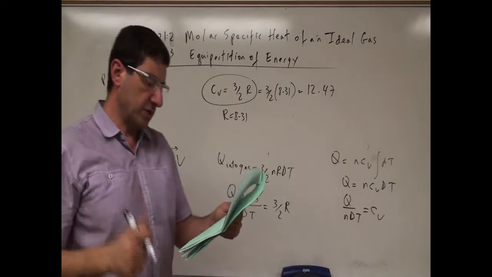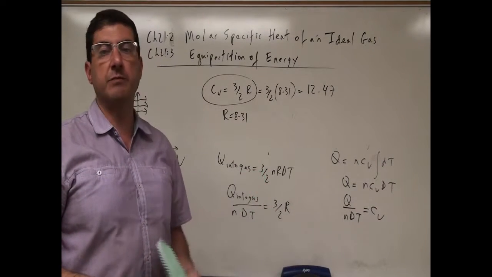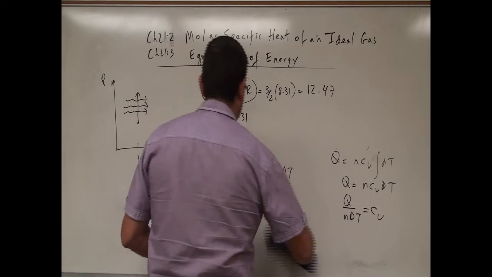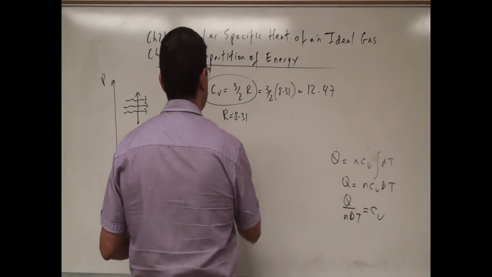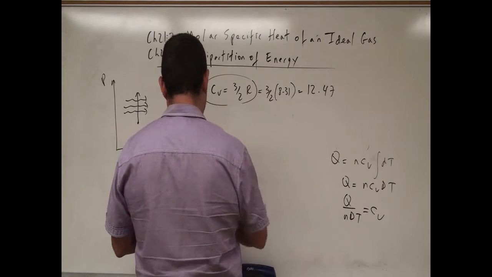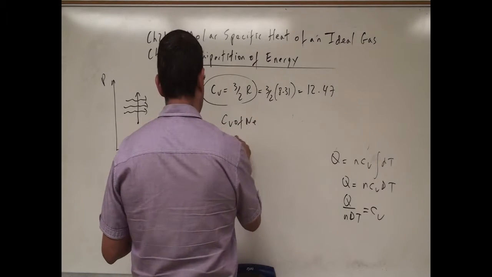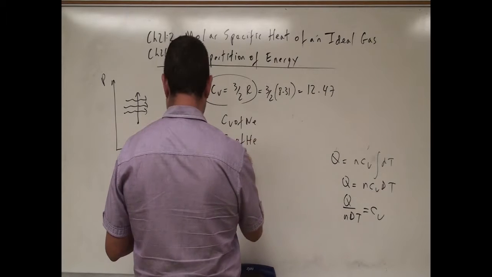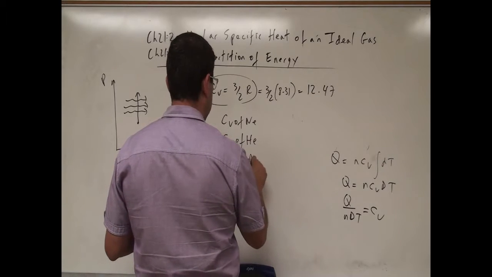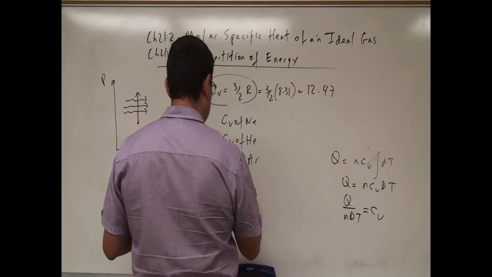So if we write down the specific heat of some monatomic gases, these are the values that we see. CV of neon, CV of helium, CV of argon, CV of krypton.